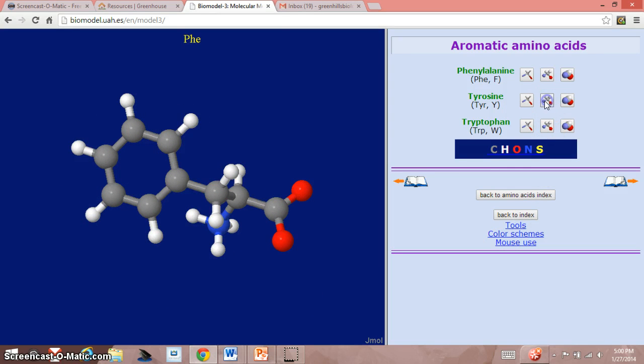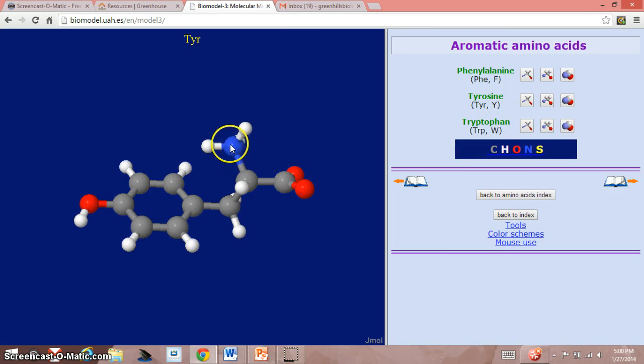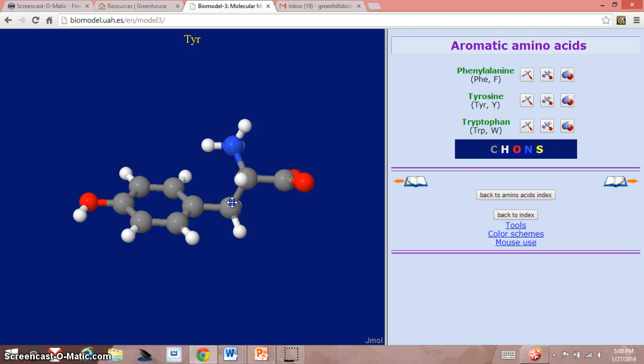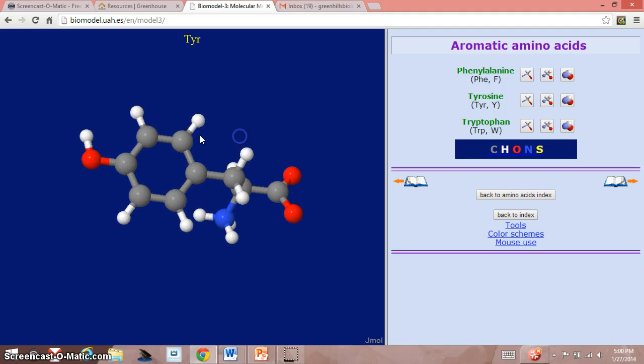Let's look at tyrosine: amino group, carboxyl group. Look at the R group here.